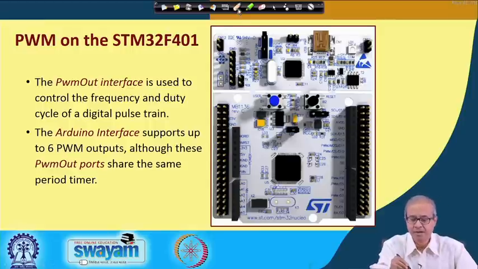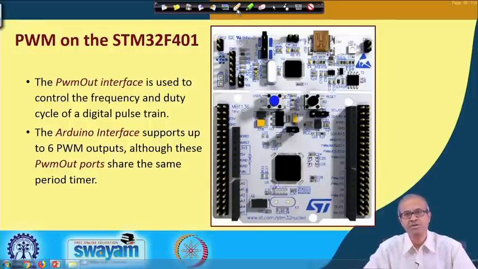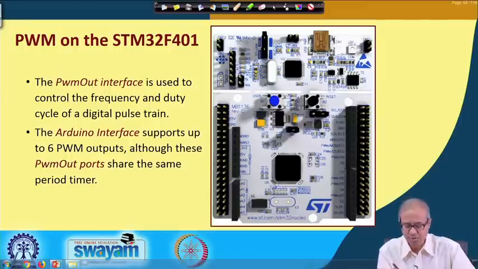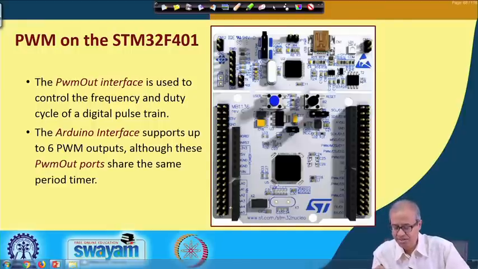Now, if you revisit that board we saw in the last lecture, the STM32F401 board. Here you note the Arduino connector because the same connections are available on the other connectors also. But if you look at the Arduino connectors, you will see that there are several PWM pins which are mentioned. There are 6 such PWM pins which are mentioned.